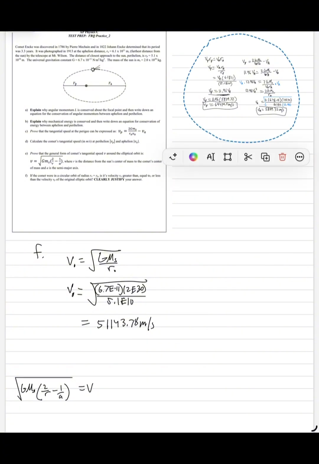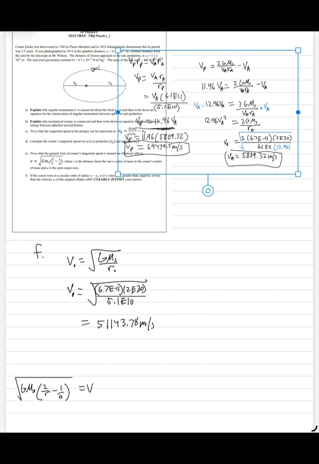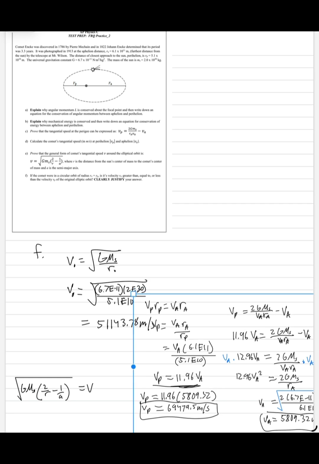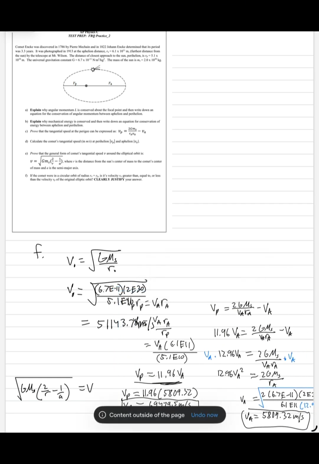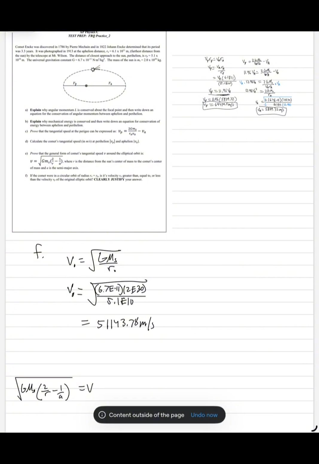In the original elliptical orbit, its V P is 69,479, but in the circular orbit, it's only 51,143. And because of that, the velocity is less than, or slower than, the velocity in the original elliptical orbit at the perigee.